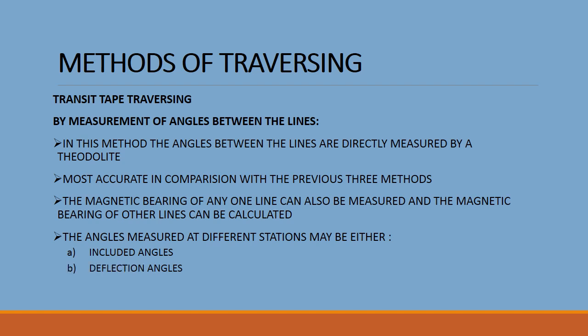Now here we use these included angles and deflection angles, and we use some property of compass surveying, to find out the bearings of the other lines with the help of included angles or deflection angles and the bearing of one line particularly.